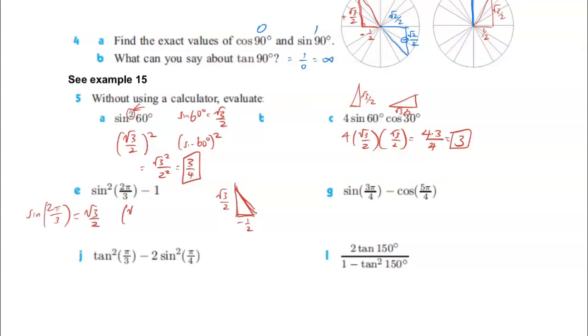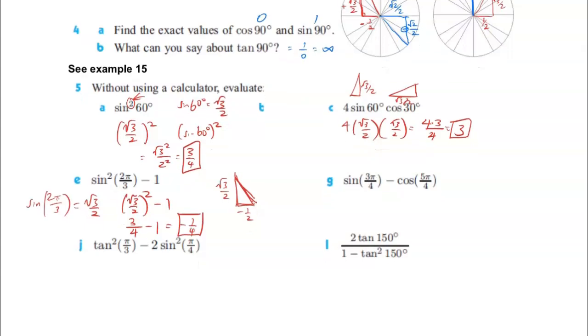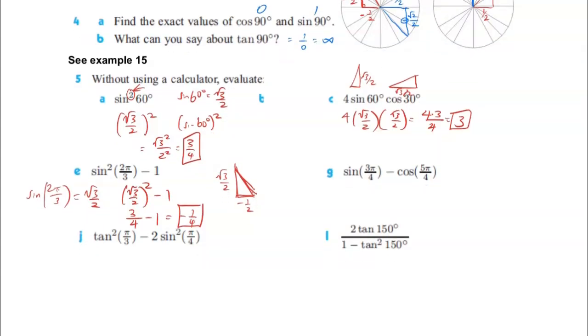If we square that and subtract 1, that would be 3 over 4 minus 1 is equal to negative 1/4. Okay? All right, G. Sine of 3 pi over 4 minus cosine of 5 pi over 4. Okay, so 3 pi over 4, that would be this triangle over here, right, it would be 135 degrees in the second quadrant, okay, because 1/4 pi would be over here, 2/4 pi is pointing straight up, and then 3/4 pi is pointing to the left.